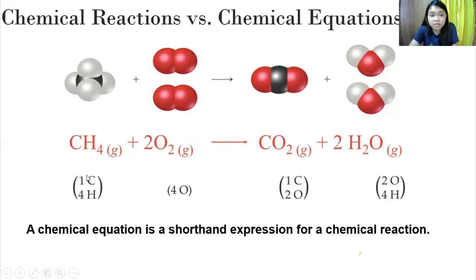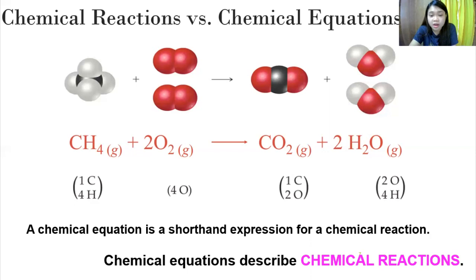So for methane, we know that it contains only 1 carbon and 4 hydrogen atoms. For oxygen gas, we know that it contains 4 atoms of oxygen because the subscript is multiplied by the coefficient. Always do this so that you get the right number of atoms present. For CO2, we also have 1 atom of carbon and 2 atoms of oxygen, and then for water, 2 atoms of oxygen and 4 atoms of water. Okay, so I hope that's clear.